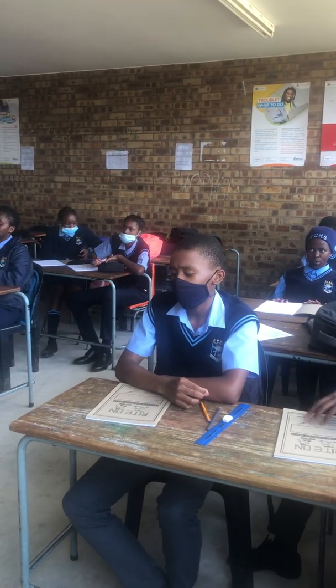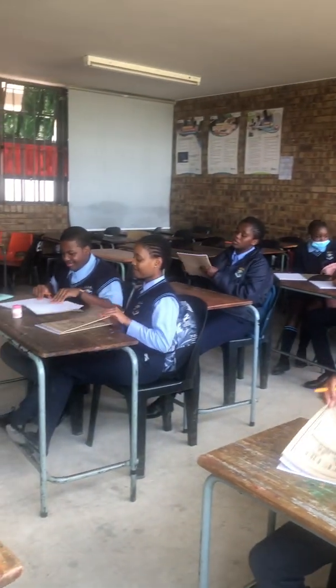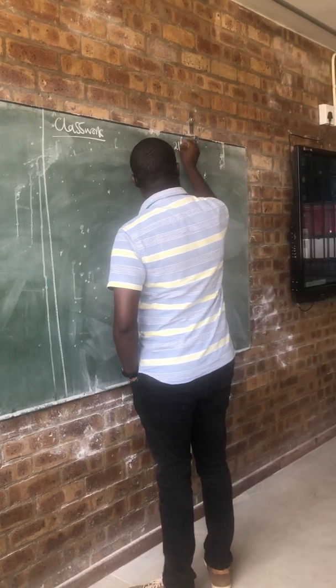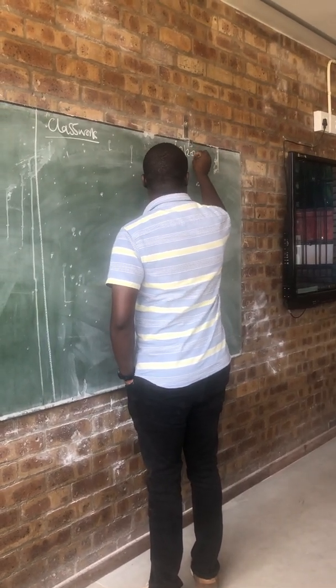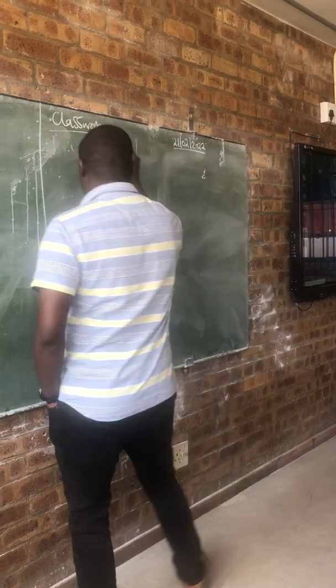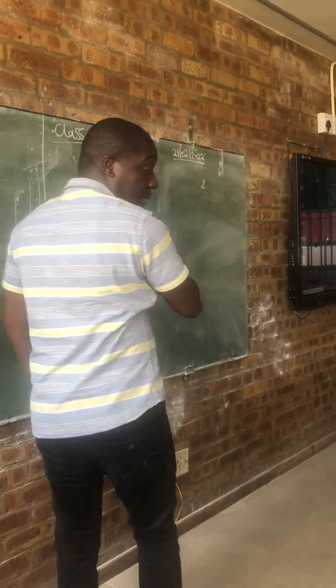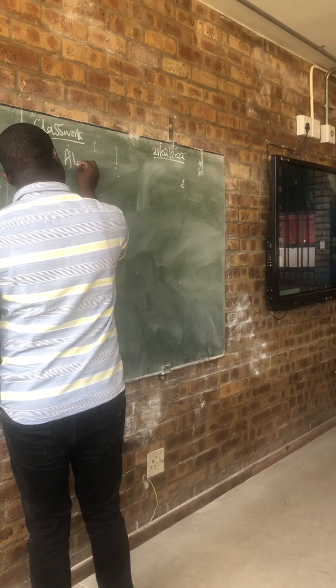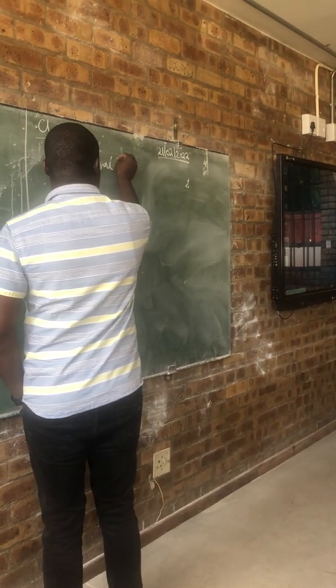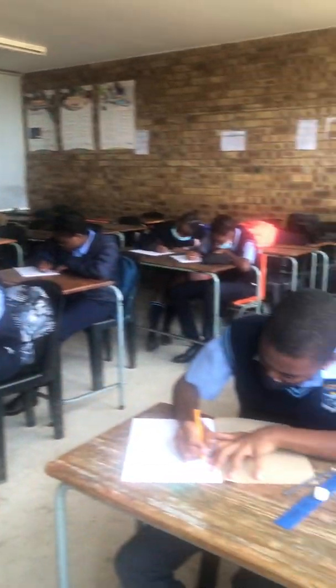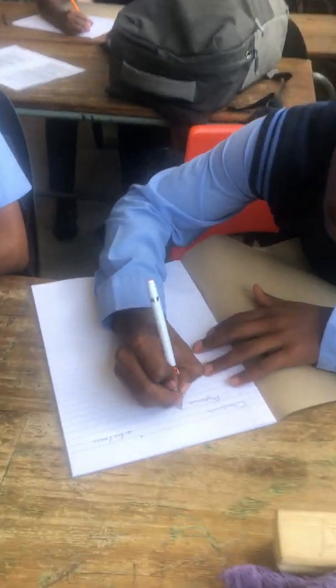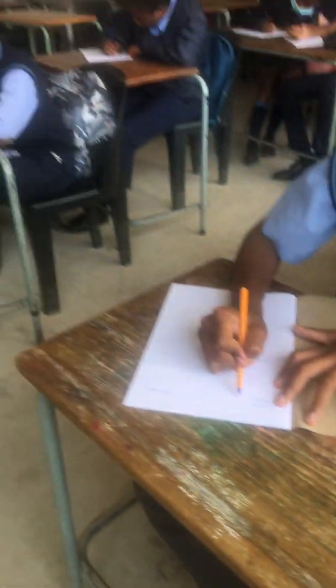So therefore, let's write it as a classwork in our classwork books there. Classwork, the date is 21/02/2022, and the topic is algebraic expression. So I'm going to start with the algebraic expression. Once we understand algebraic expression, then we go to the algebraic equation.